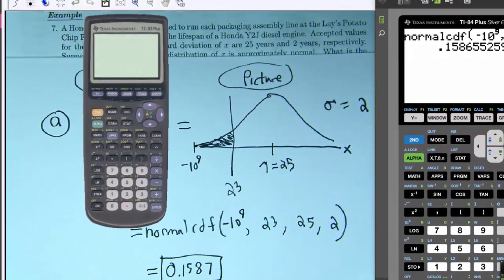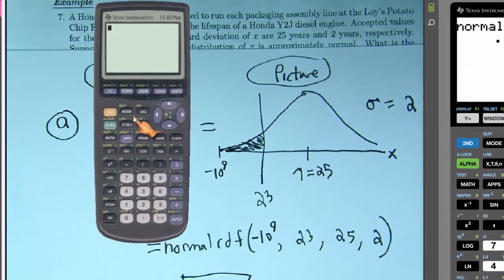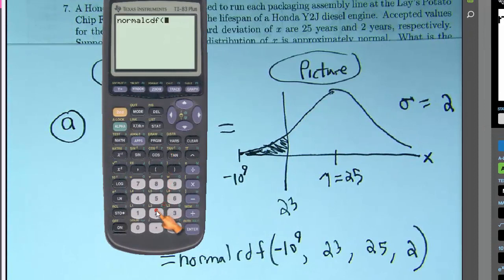If you happen to have the other calculator, to find the same area, it's a little bit more work because you don't have that settings window. So we're going to press second vars, 2. This will paste the normal CDF command to the home screen. And once again, I'm going to press this button down here and not the subtraction key, to mark 10 to the 9th negative, and the commas above the 7, and the upper boundary is 23, comma 25, comma 2, and then hit enter, and we're going to get the same area.